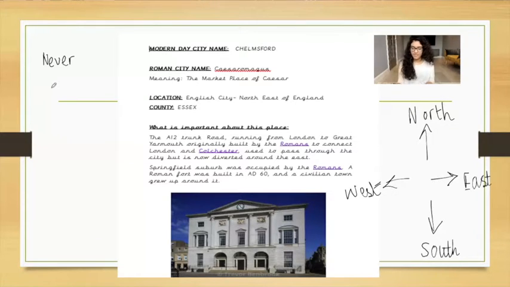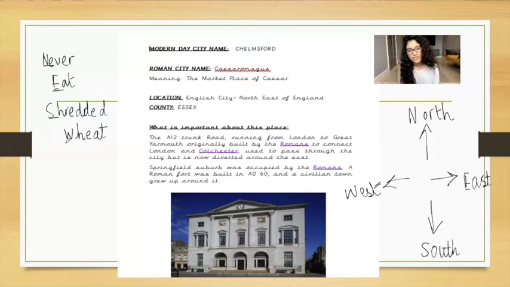The rhyme that I use is never eat shredded wheat. Now, I don't know why this has stuck with me for so long, but the reason why it has is that the beginning of each word starts with the beginning of the word for the direction. So never is north, eat is east, shredded is south, and wheat is west. That has worked for me, but it may work for you, it may not.